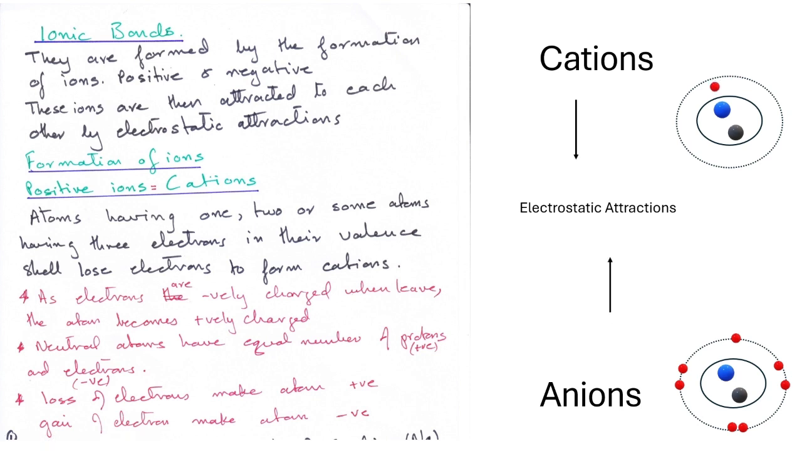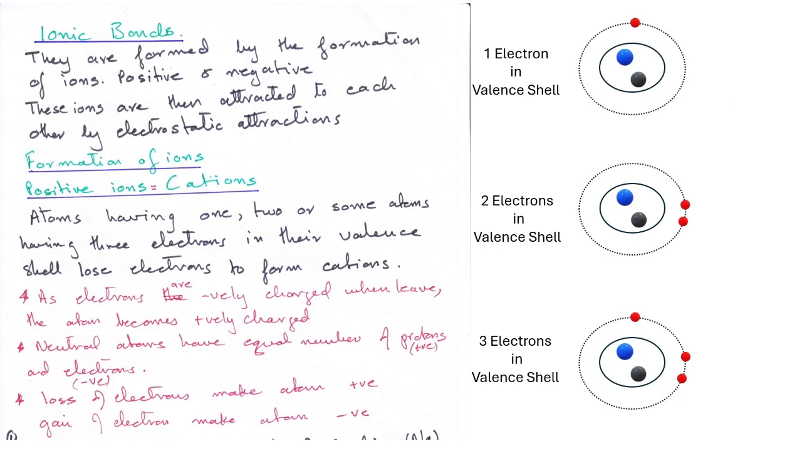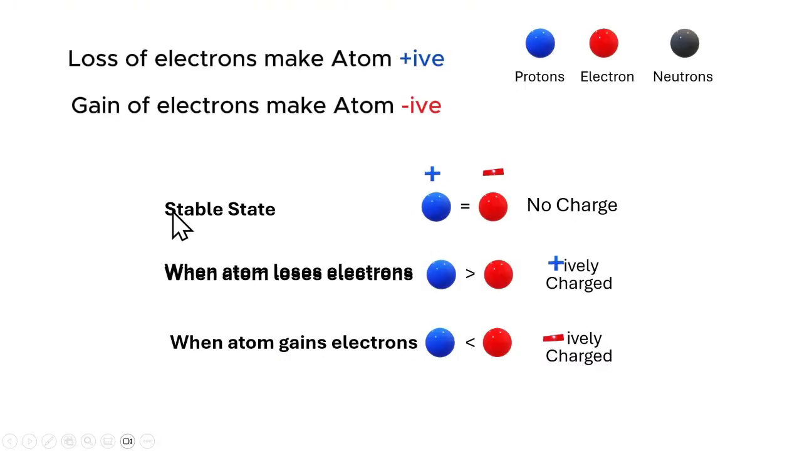Now we come to the formation of ions. First of all, we will study positive ions, that is cations. Atoms having 1, 2 or some atoms have 3 electrons in their valence shell. They lose electrons to form cations. Loss of electrons makes atoms positive and gain of electrons makes atoms negative.